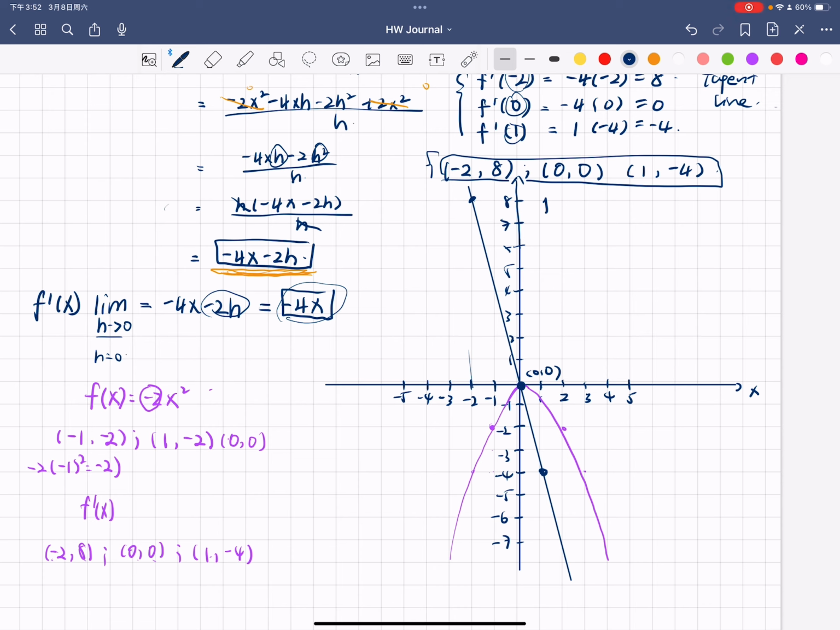So right here, this part is f prime of x, the tangent line, and this is f of x, the original function. Okay, thank you so much for listening, and hope everyone's having a good time.